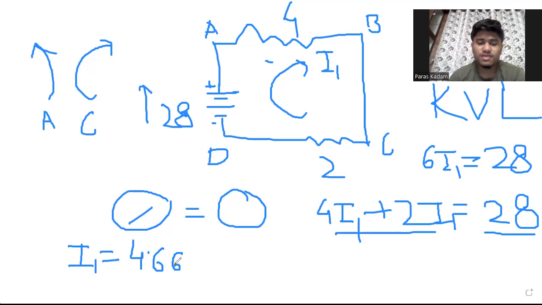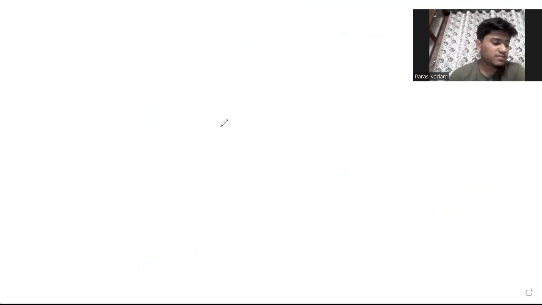This was a bit easy and simple problem because there was only one mesh. In this problem, we solved mesh analysis through one mesh only. In further problems, we will solve using 2, 3, 4 meshes. I hope you have got the idea clear of how to solve mesh analysis using one mesh. Now we will solve mesh analysis using two meshes. The question is to find the number of meshes and the current flowing through each mesh. So I will draw the mesh.